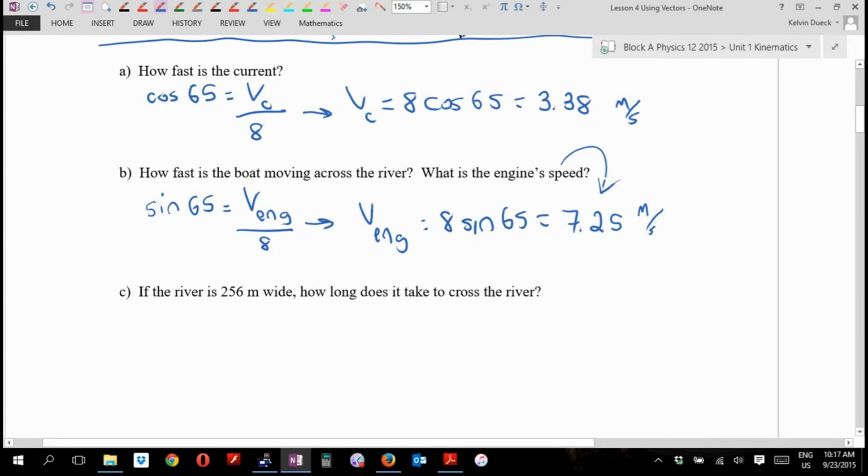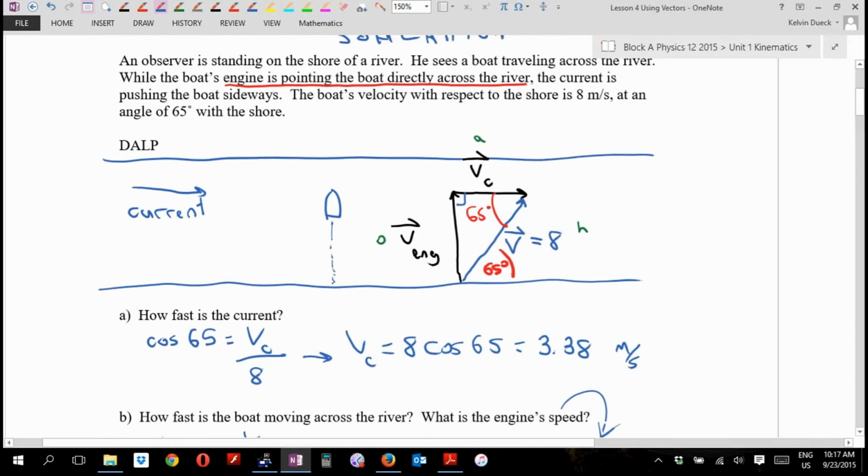So I'm going to write down. And you know what? I'm going to go label this on the diagram because I want to show you by far the most common mistake. If the river is 256 meters, what word? Wide. I'm going to argue that 256 goes there. Draw that in for a reason.